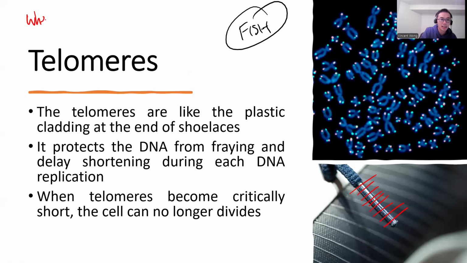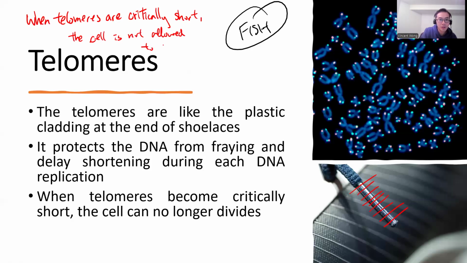Right? So when telomeres are critically short, the cell is not allowed to divide further, to divide again. Right? It enters growth arrest. Okay?